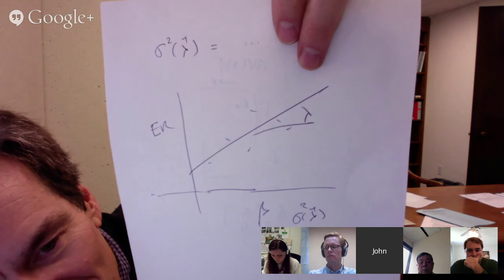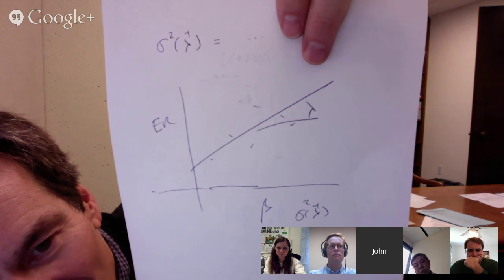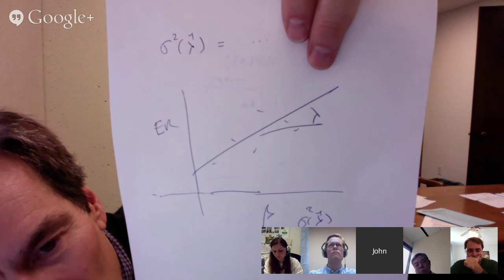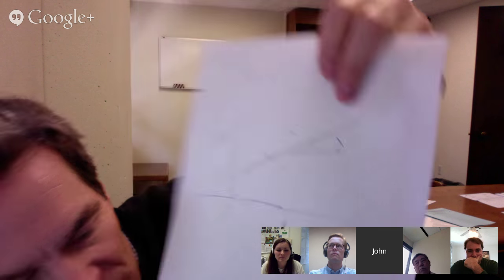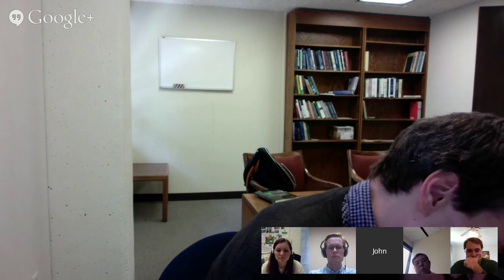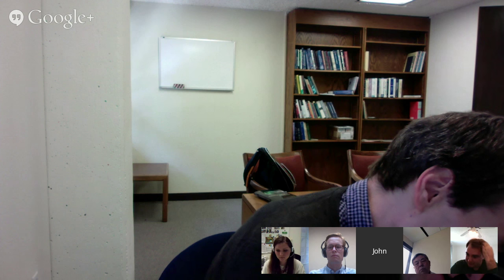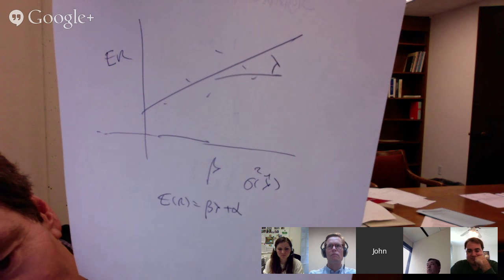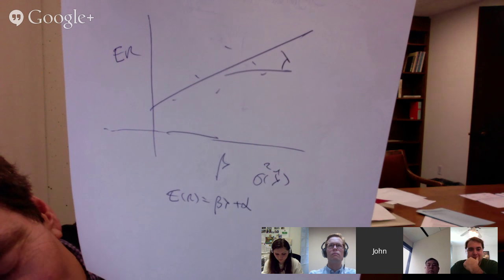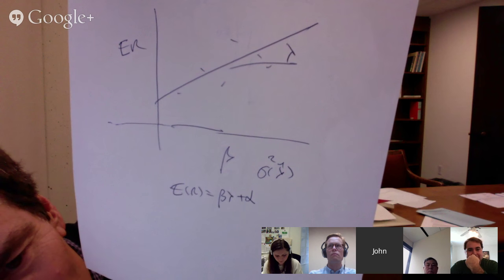Well, you'd have two guesses. Your first guess would be, let's just use the OLS regression formula. The OLS regression formula takes into account the fact that the residuals in this regression, E of R equals beta lambda plus alpha, the alphas, are correlated with each other. Well, the first element of that formula is the OLS formula when residuals are correlated with each other.